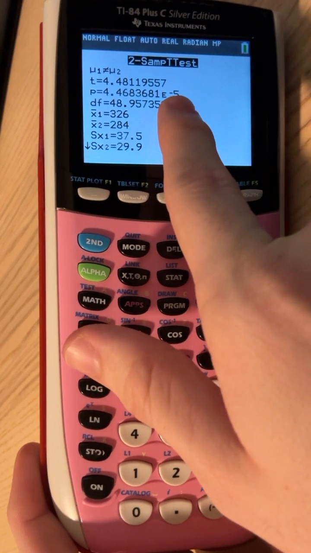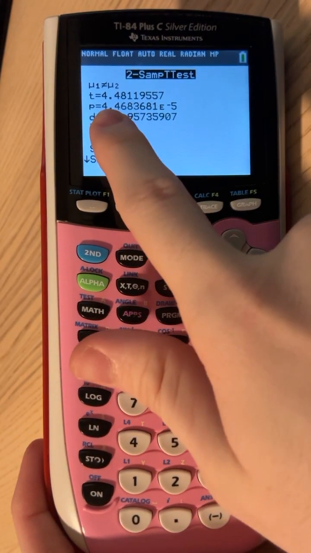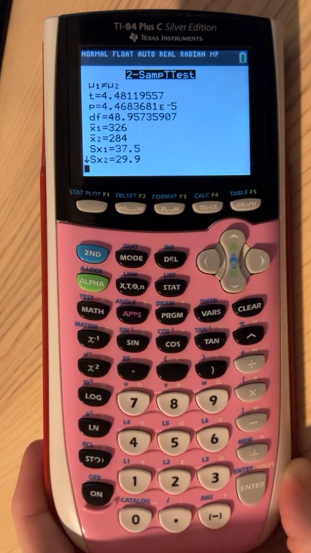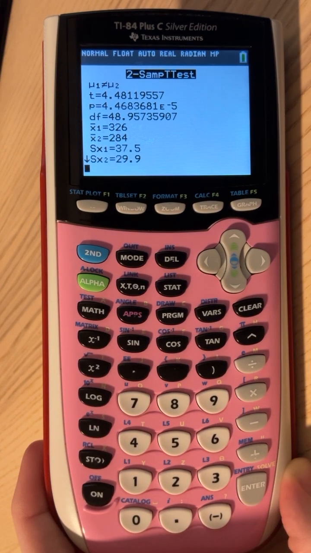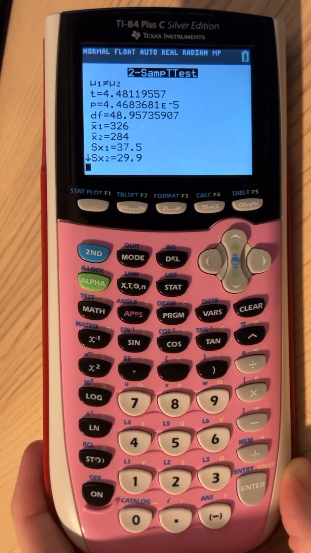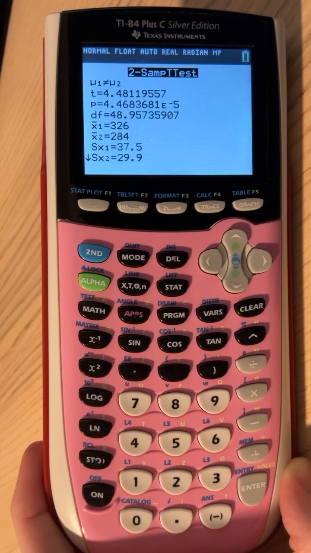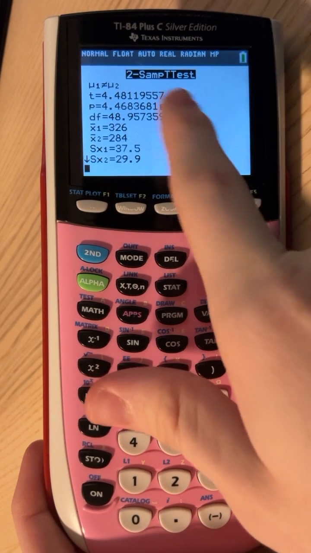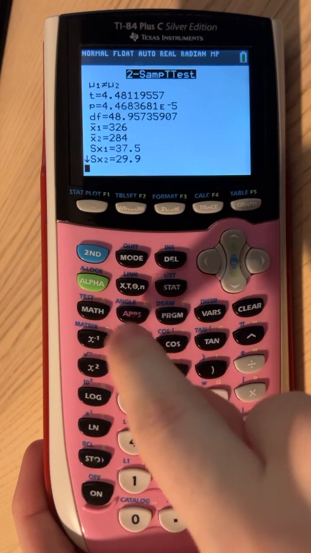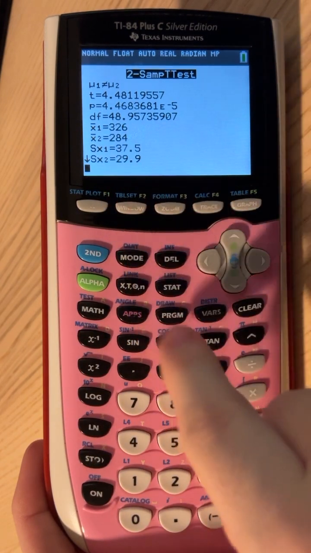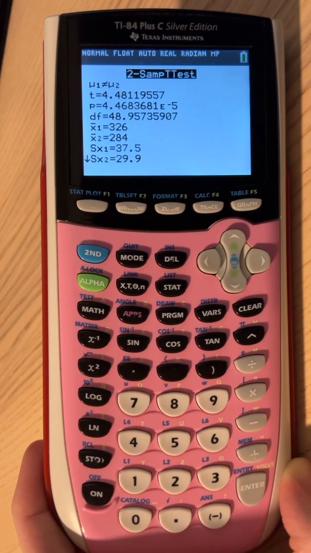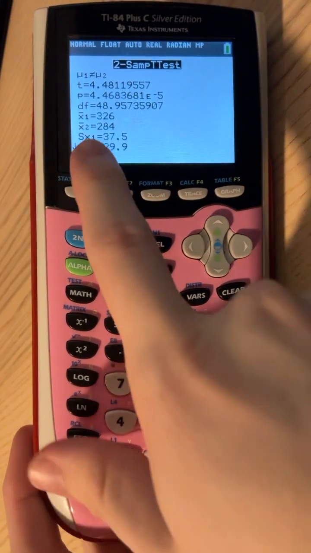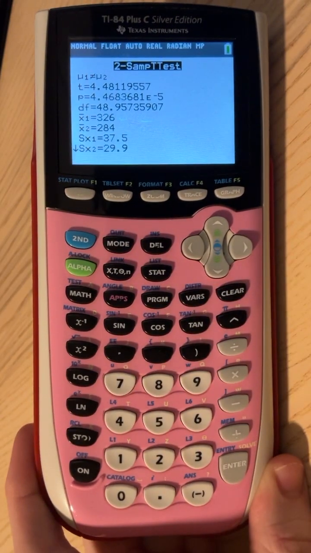So really small. So we look at the p-value, it's less than 0.001, so we'd be rejecting at the 90%, the 95%, and the 99% confidence levels, for example. It's a very small p-value. If the p-value is smaller than your significance level, which we call alpha, then you will reject the null hypothesis. And we also get the degrees of freedom, which is a useful number.